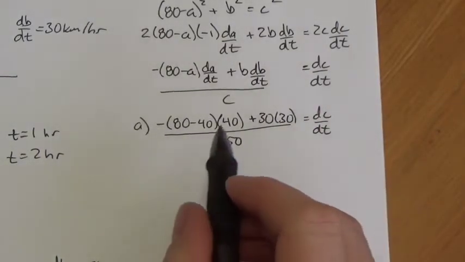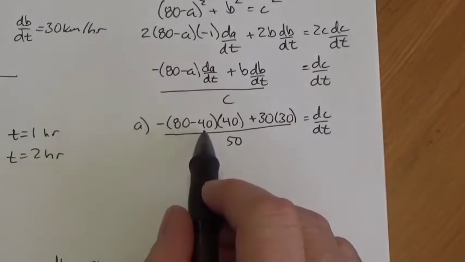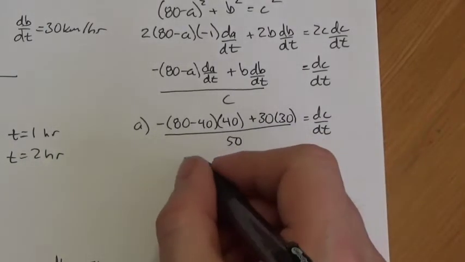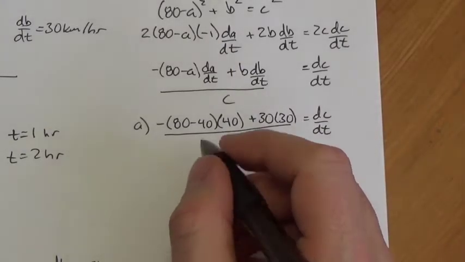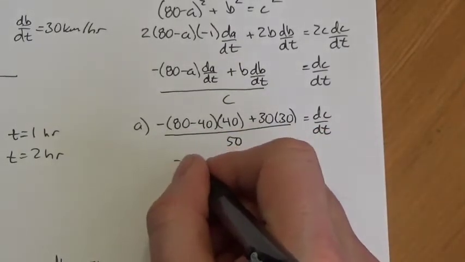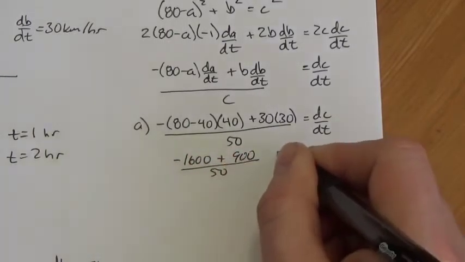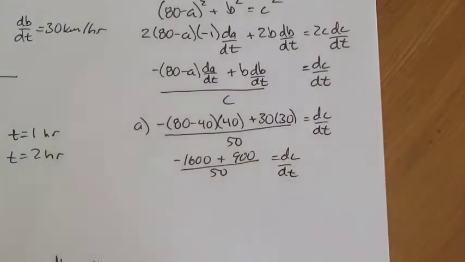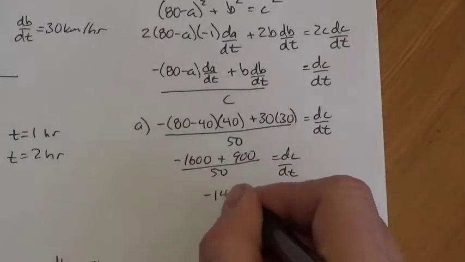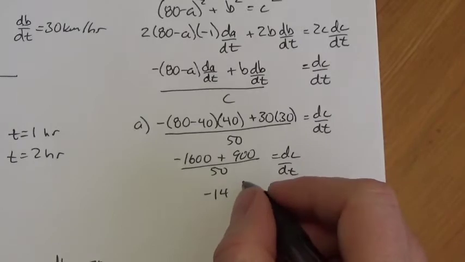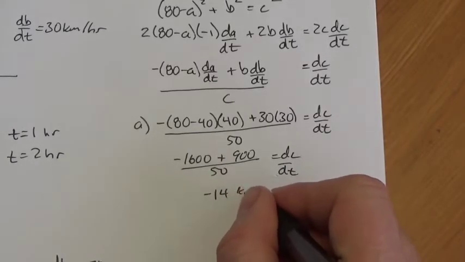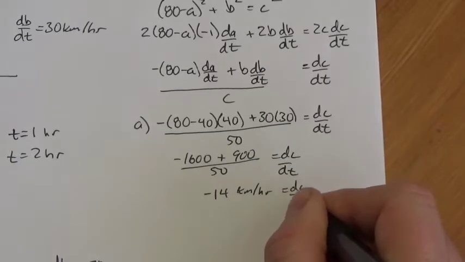Now what we've got here is 80 minus 40 is 40, times 40 is going to be, that's negative because of the negative up front here, 1600 plus 900, all over 50 equals dC by dt. I'm just going to do this over here in a calculator because I don't want to start throwing down numbers that are incorrect. And so this is going to be negative 14 is my final answer here. Negative 14 kilometers per hour is dC by dt.